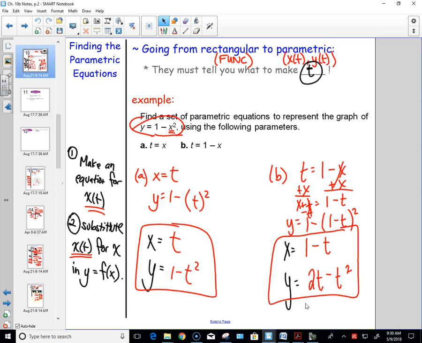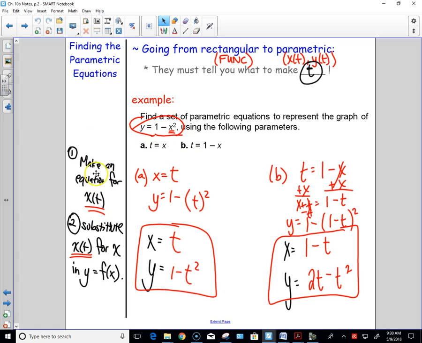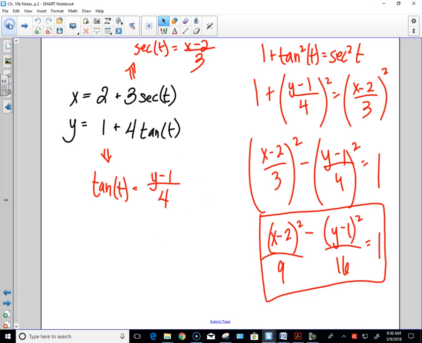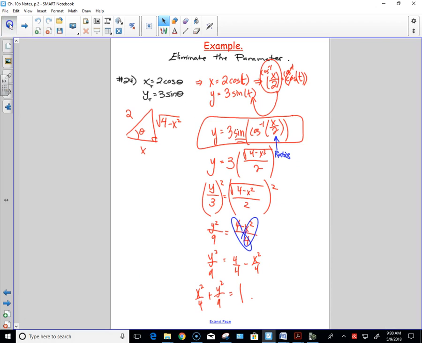Parametric, what's something good to be able to do? Conversions also. This was the funny one, where you start with a function or a rectangular and you have to plug in the t's, but there were 2 steps. Make x alone or isolate x and then get rid of x's identity in that equation. Get t's in there. But the more important one was eliminating the parameter.